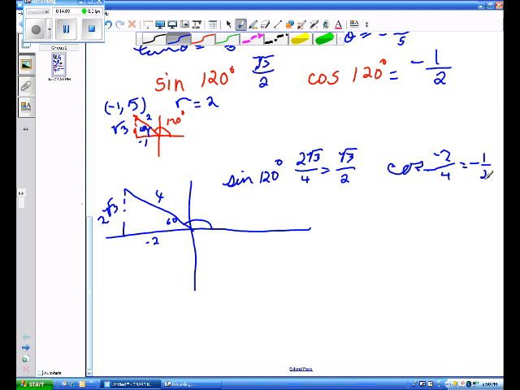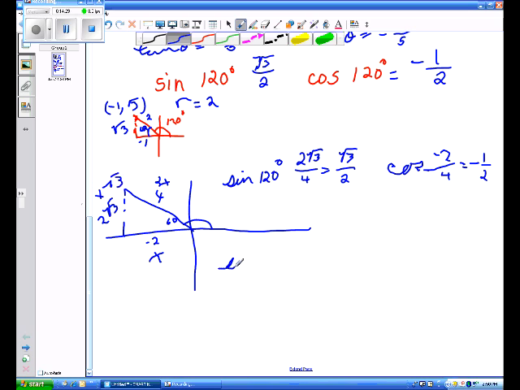So we could go through and we could pick any point. In fact, we could have even said that we're just going to call this x. And so our r then would be 2x because it's twice that. These are those ratios that we put in. And our y would be x square root of 3.